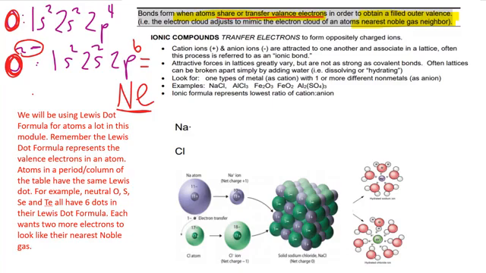When I transfer electrons to form oppositely charged ions, I create an ionic compound. To have an ionic compound, I have to have a cation, which is a positive ion, and an anion, which is a negative ion. They're going to be attracted to each other: positives and negatives, opposites attract. And they associate in a lattice. So we call this an ionic bond.